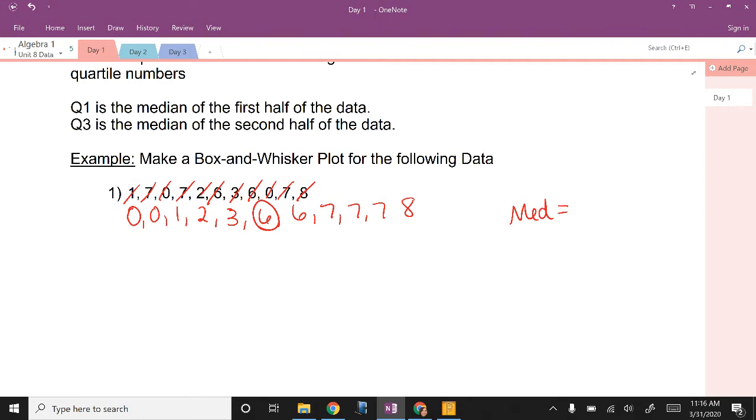There's an odd amount of data in this group, so that's easier to find the median. When there is an even amount of data, we have to find an average, remember, to find the median. So those will be a little bit more difficult with our box and whisker plots. We'll have a little bit more work to do. So my median is 6. It's my number in the very middle.